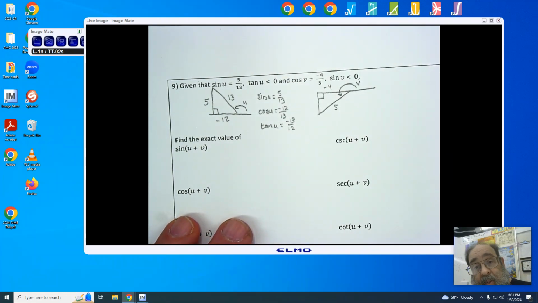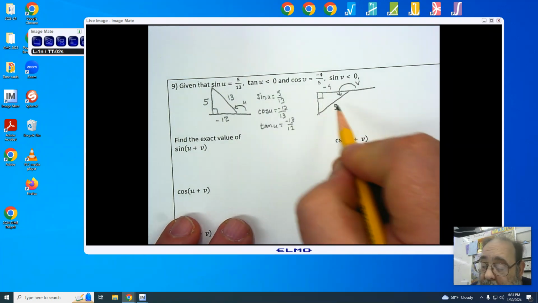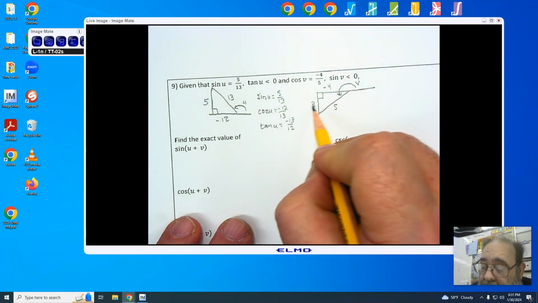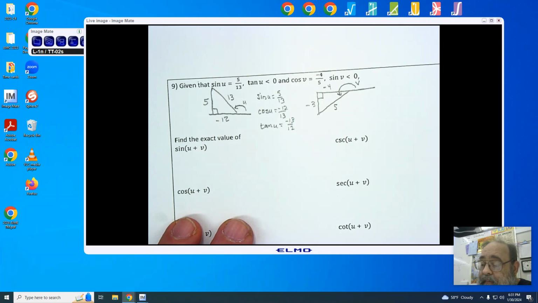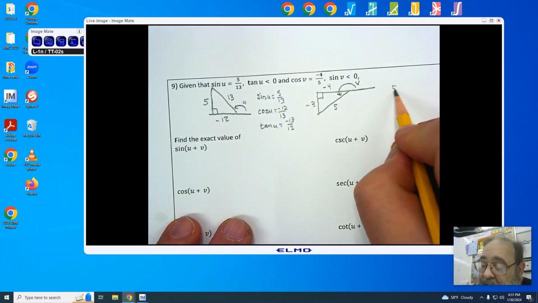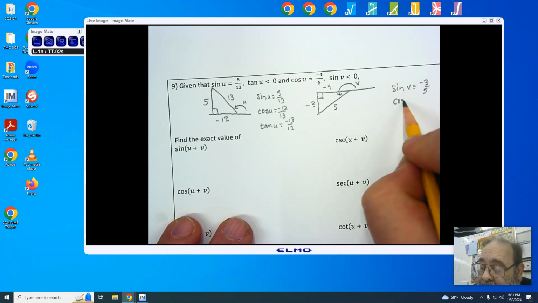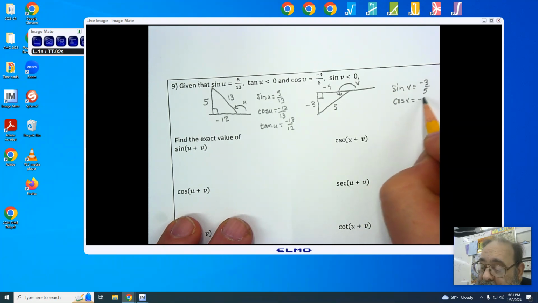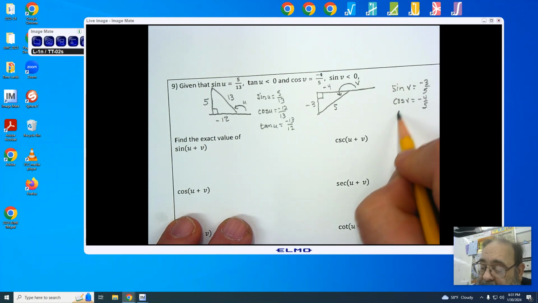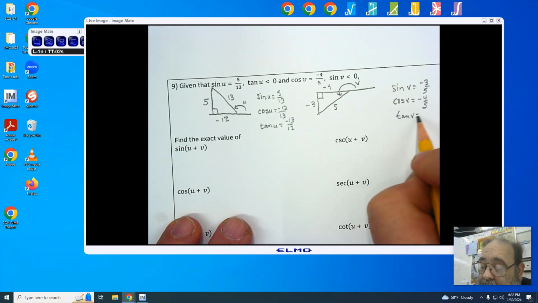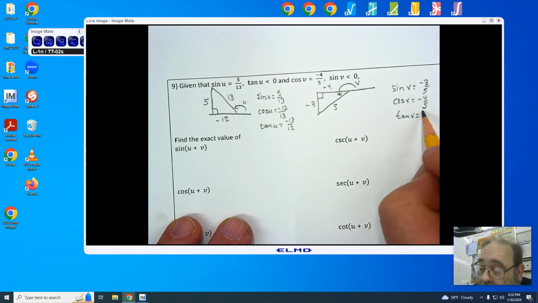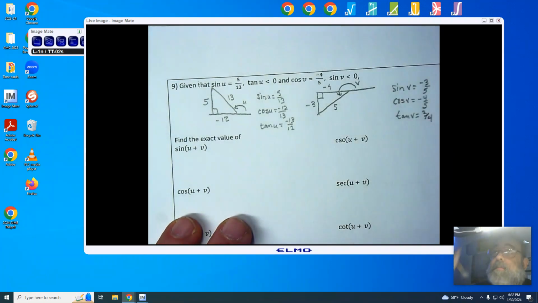We're now looking at a Pythagorean triplet, and we know that it's a 3, 4, 5 triangle, and in the third quadrant we want a negative. This tells me that the sine of V is going to end up being -3/5. The cosine of V, we've already been told, is -4/5. And the tangent of V is going to end up being -3 over -4, which is 3/4.